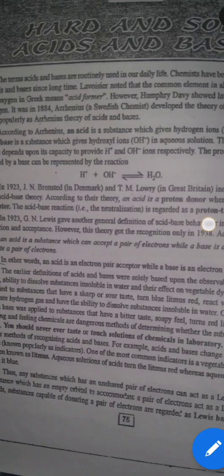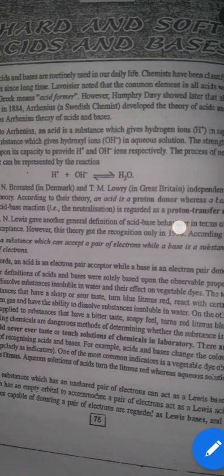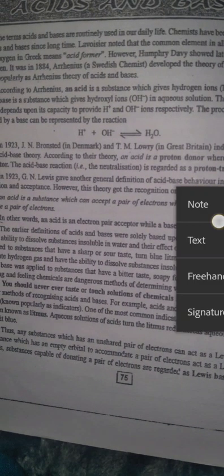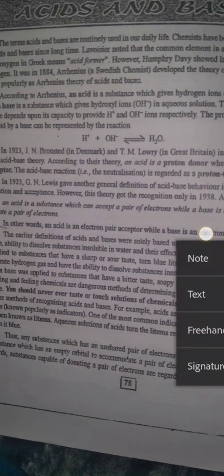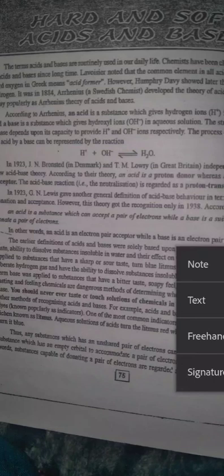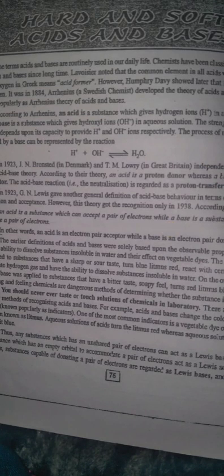In 1884, Arrhenius developed a theory of acids and bases. According to Arrhenius, an acid is a substance which gives hydrogen ion in aqueous solution, and a base is a substance which gives hydroxide ion in aqueous solution. The strength of acid and base depends upon the capacity to provide H positive or OH negative respectively. The process of neutralization of acid and base can be represented by the reaction H positive plus OH negative gives rise to H2O.